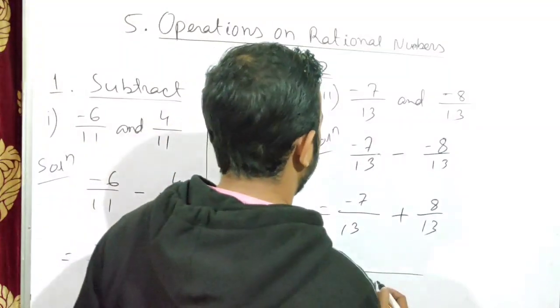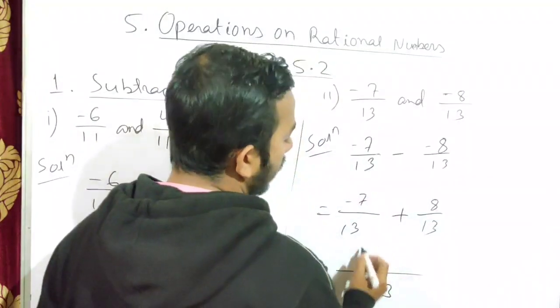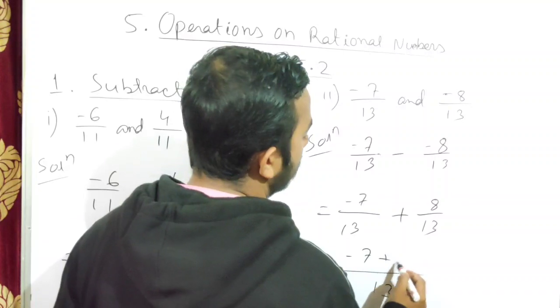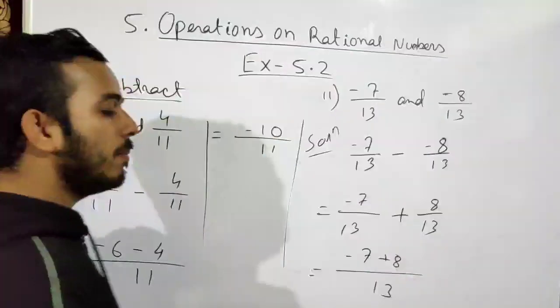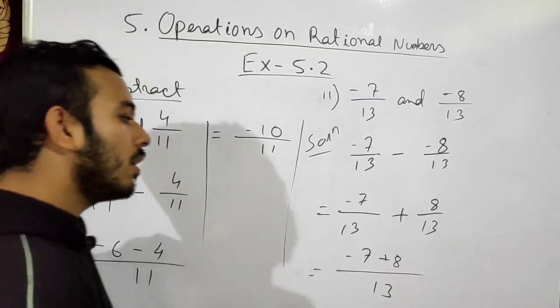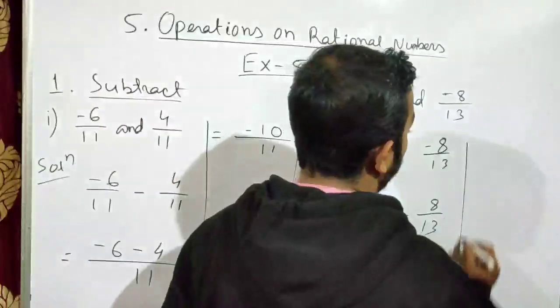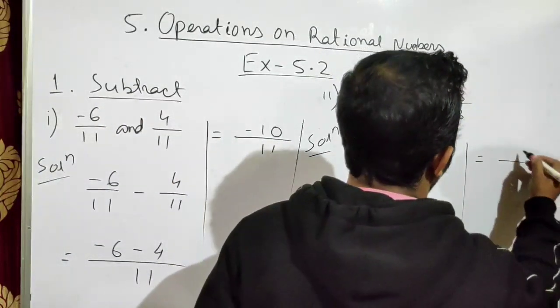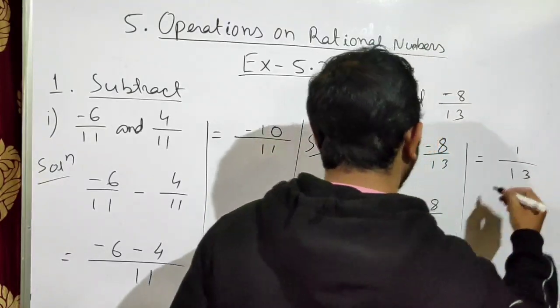So now look what happens, as in earlier cases. We will be taking a common denominator, that is 13. Now look, in the numerator we have minus 7, then plus 8. Minus 7 plus 8. Now minus plus is minus, okay. So 8 minus 7 is what? 8 minus 7 is 1 by 13.